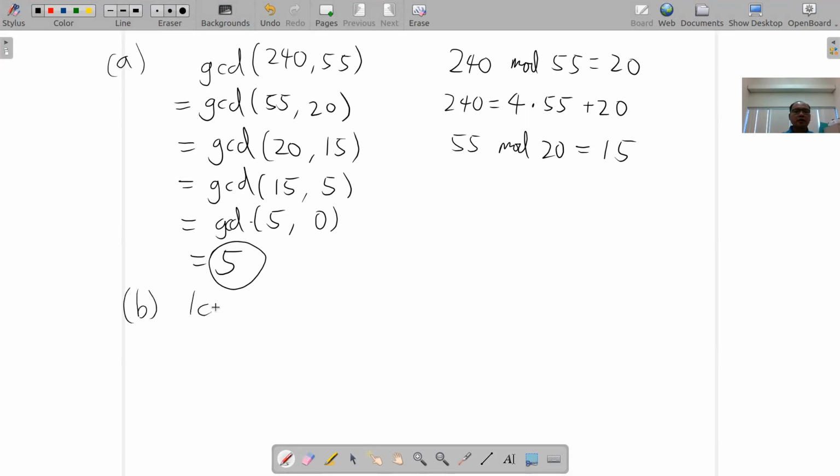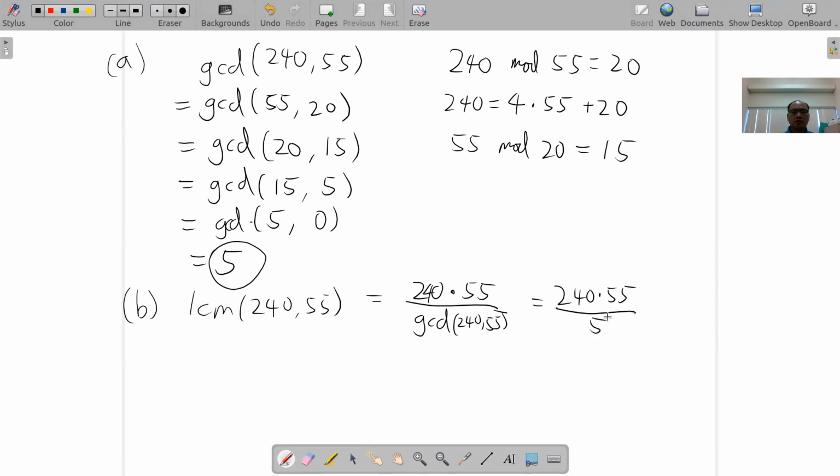Part B asks, what is the LCM? And LCM is just the product of the two numbers divided by the GCD, which we know from the previous part is 5. So you can leave it at that. I said in the problem statement, if you don't have a calculator, leaving it like that will give you full marks. But if you want, this is 240 times 11, and if you want to work it out, it's basically 2640. Okay.